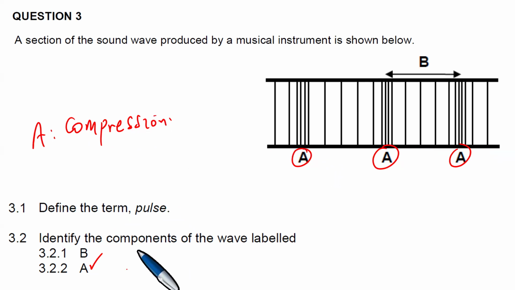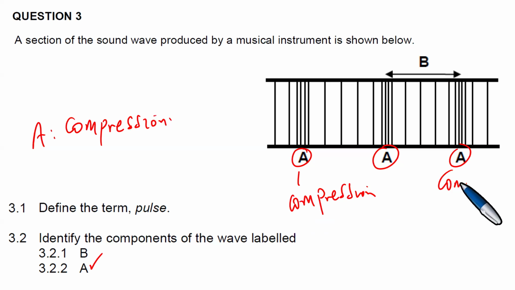Okay, so we continue. In other words, this one is called compression, and this one is also called compression, and that is called compression as well. And that is called the wavelength, the sort of crest of the wave. So obviously this is an example of a wave that has compressions.